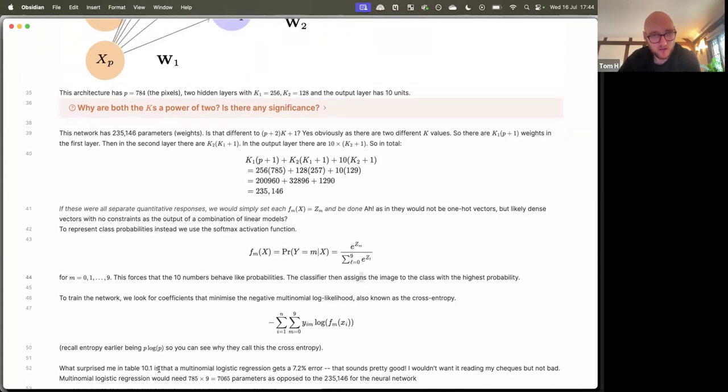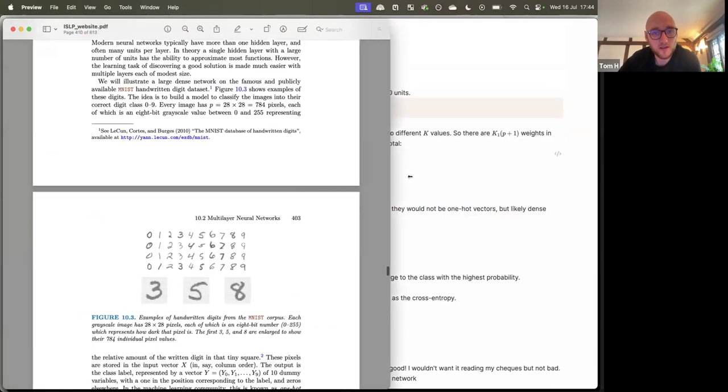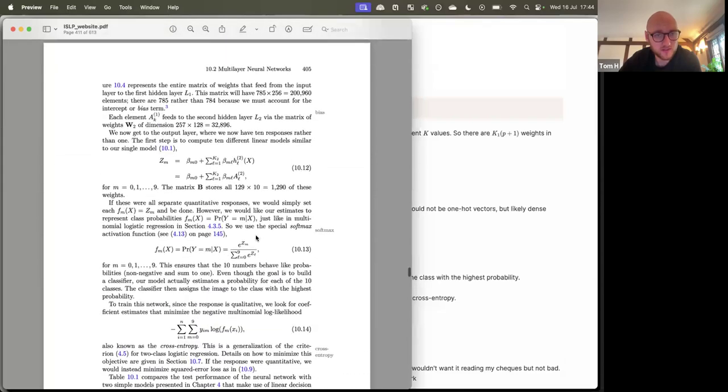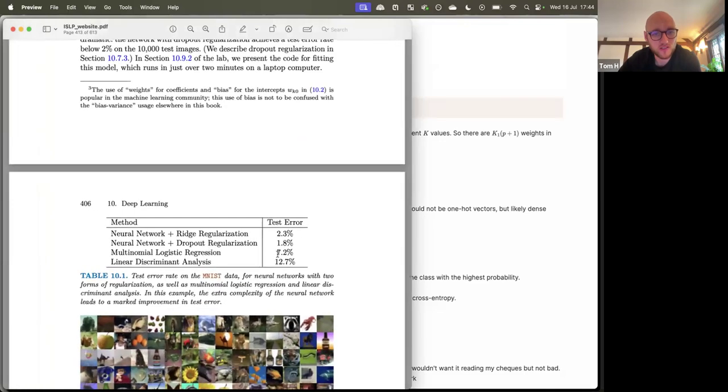Then in the rest of this section, they compare this. Let me just switch back to that. They basically compare this model to a multinomial logistic regression model, which is something we've seen in earlier chapters. What surprised me here was that I thought multinomial logistic regression did pretty good. 7.2% test error. It's not amazing, but I didn't think it would be that good, basically, for the number of parameters that you have in logistic regression compared to a neural network.